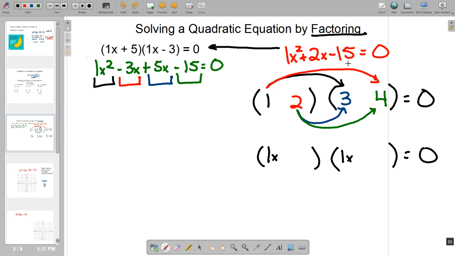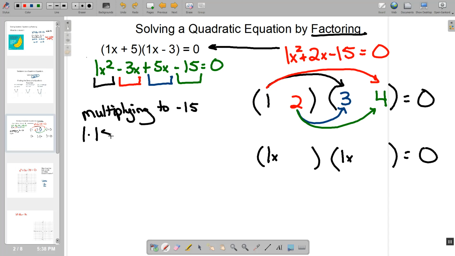That final term on the outside is negative 15, which means that 2 times 4, or object 2 times object 4, has to be equal to negative 15. So because we are multiplying to negative 15, we need to find factors of negative 15.